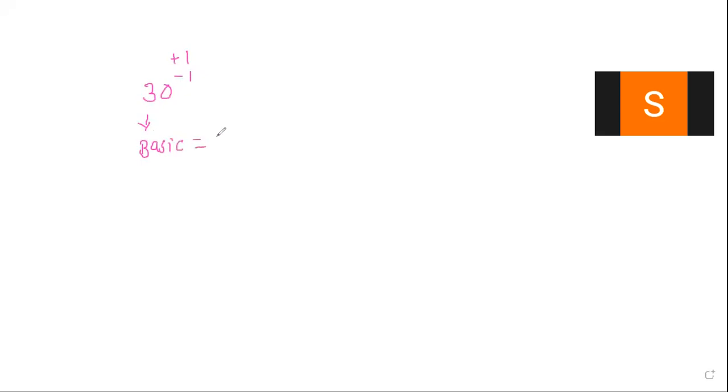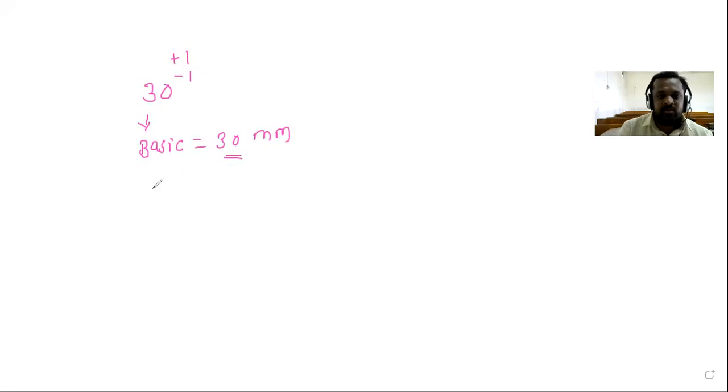Plus 1 minus 1. Okay. Now tell me, what is the basic size here? 30. Basic size is nothing but 30, that is the exact size. Then after the production, we have got the size. It is called the actual size.